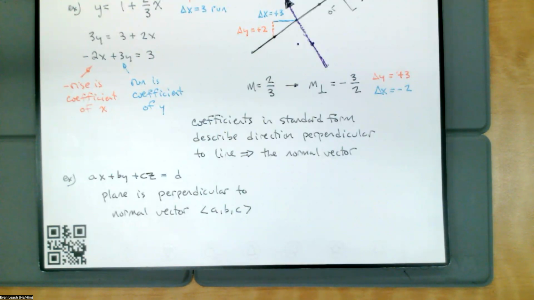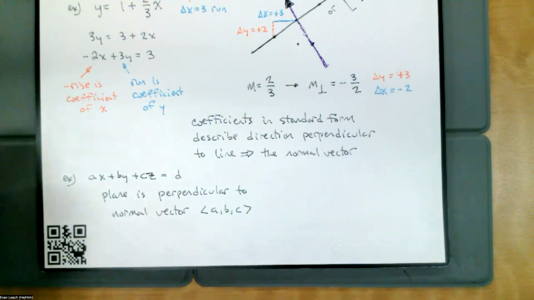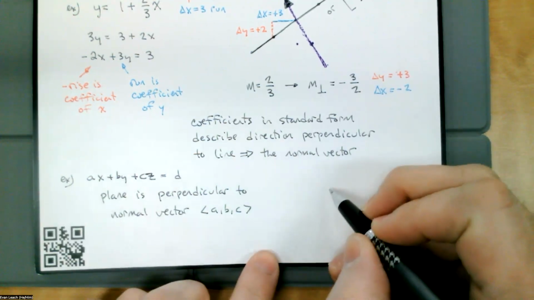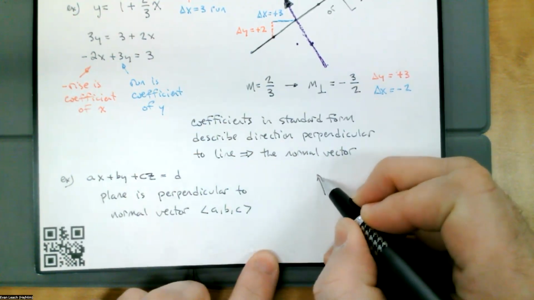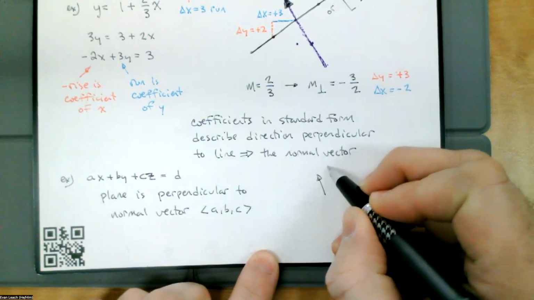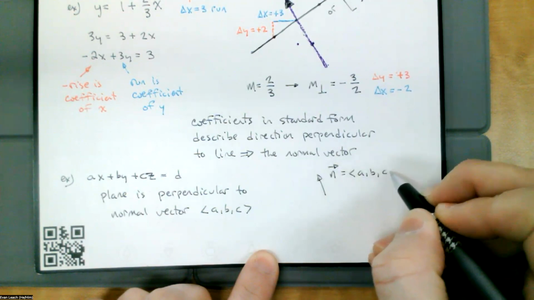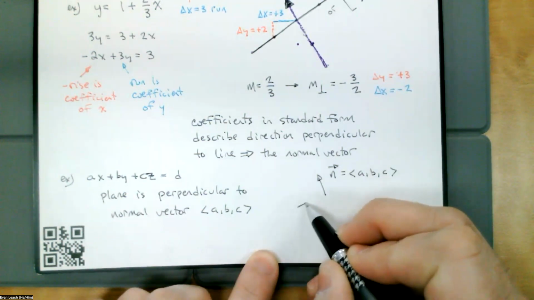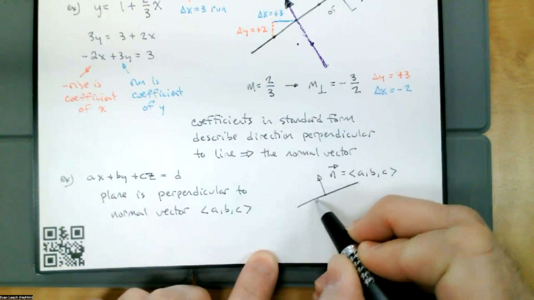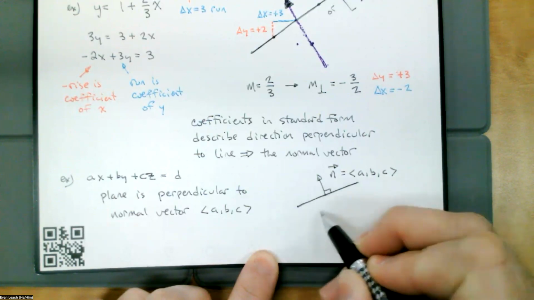So we just have another way of describing this plane. A plane can be described as everything you can make with these two vectors, or everything perpendicular to this one vector. And that's what we're describing here. We have this normal vector, A, B, C. And the plane is everything perpendicular.